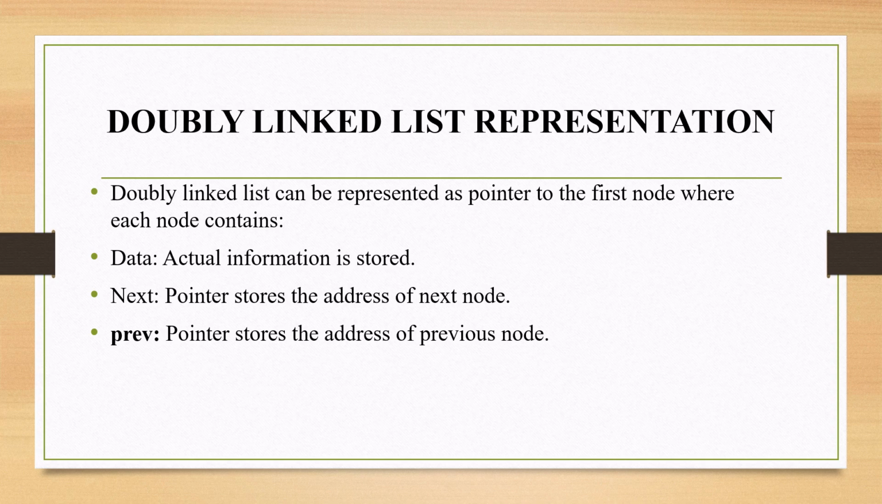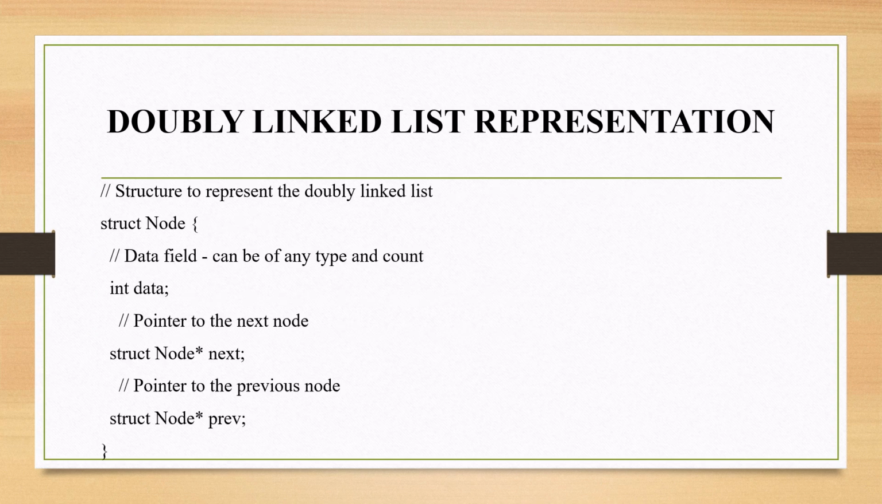The doubly linked list can be represented as a pointer to the first node, where each node contains data, that is, where its actual information is stored. Then the next pointer stores the address of the next node, and prev stores the address of the previous node. This is the doubly linked list representation.